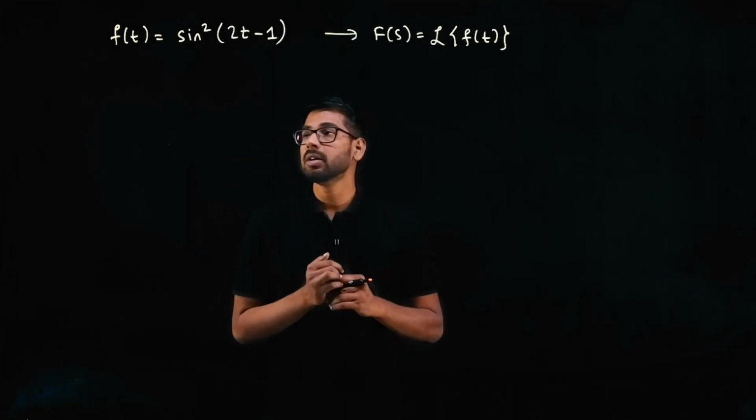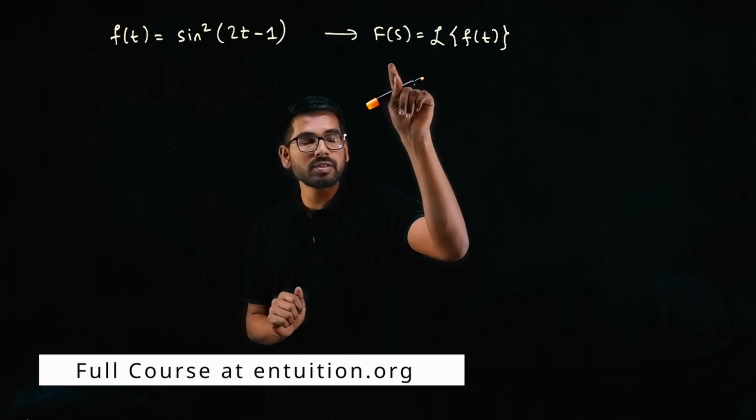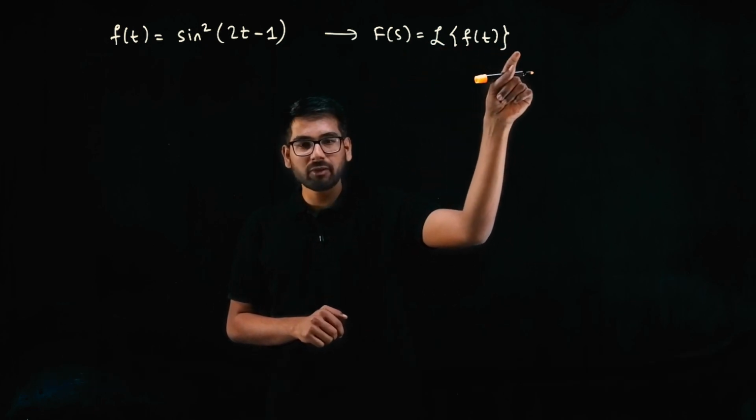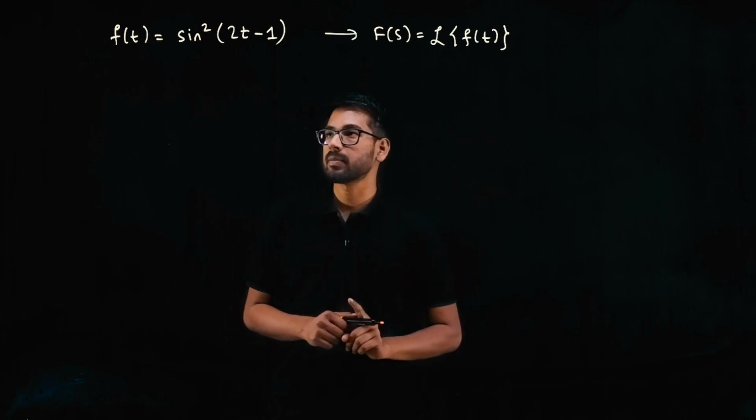So one more question. The question is: f of t is given. We need to find f of s, which is the Laplace transform of f of t. This is the notation L curly bracket f of t, which is read as the Laplace transform of f of t, is equal to f of s.